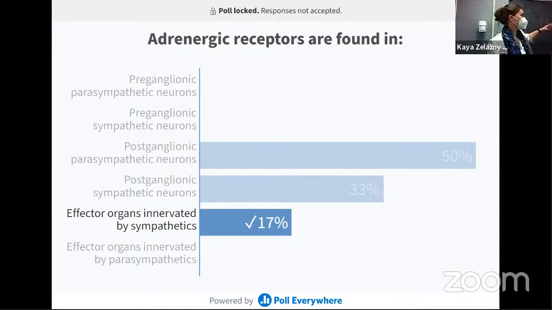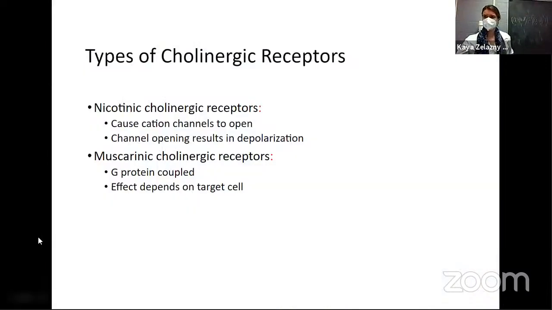So if we're talking about, for example, the postganglionic sympathetic neurons, we call them adrenergic neurons because they release epinephrine or norepinephrine. But they are actually going to have cholinergic receptors on them where they start off, because they're receiving acetylcholine from the preganglionic neuron. So we'll pick up with our types of cholinergic receptors.